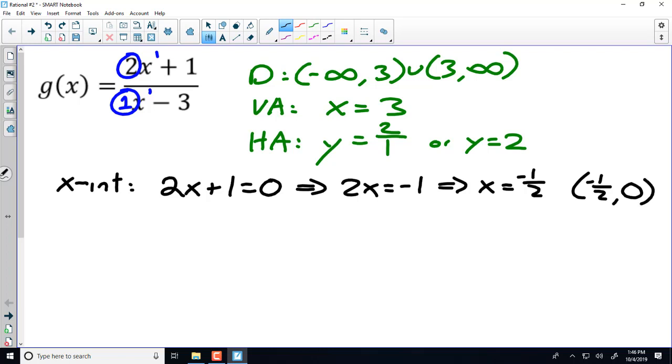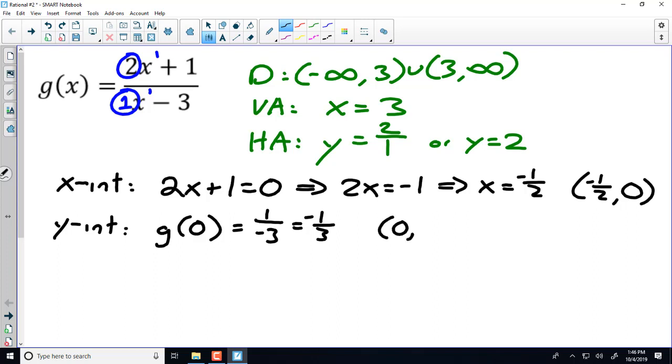To find a y-intercept, first of all, make sure that 0 is in your domain. 0 is in my domain because I only kicked out 3. And then you plug in a 0 for every single x. In this case, both the 2x on the top and the x on the bottom are going to cancel out. We're just going to be left with 1 over -3, or -1/3. So our y-intercept is just going to be (0, -1/3). All right, we have our intercepts, we have our asymptotes, we have our domain. We're ready to go to the graph.